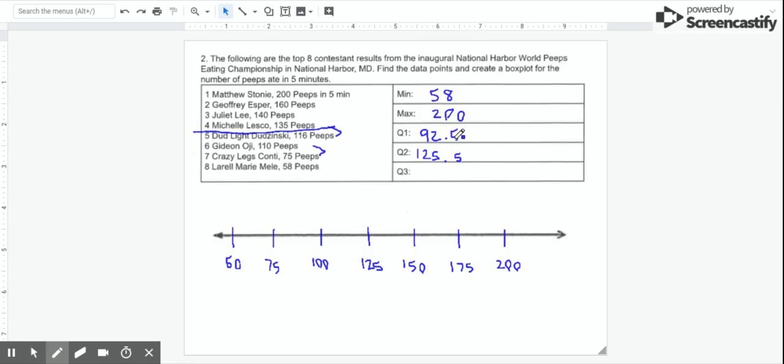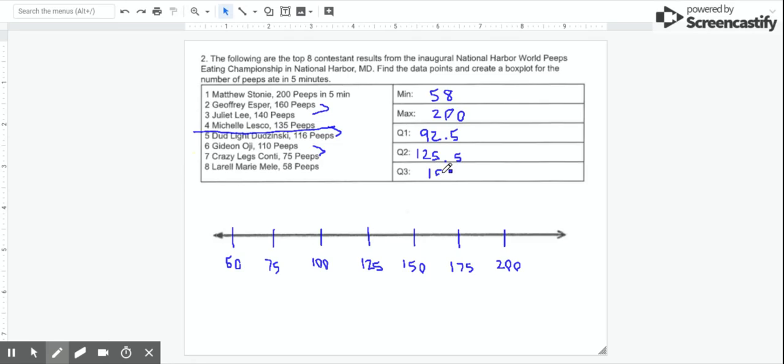And then Q3 is going to be the middle of these top 4. So we're going to go between Juliet and Jeffrey. Juliet ate 140. Jeffrey ate 160 Peeps. Add them together, you get 300. Divide by 2, and you get 150.